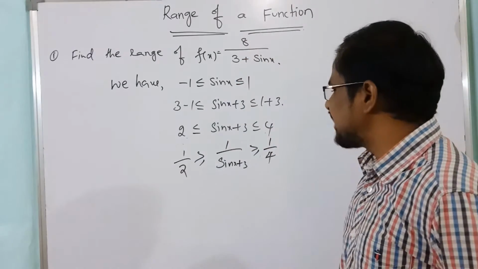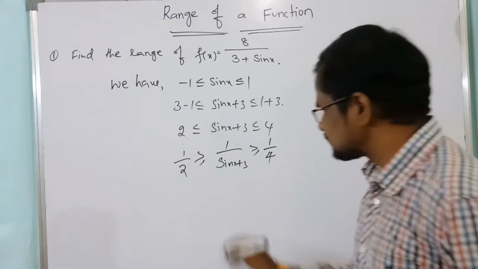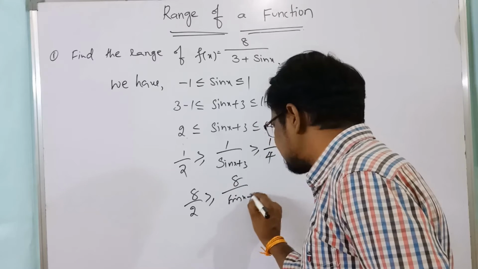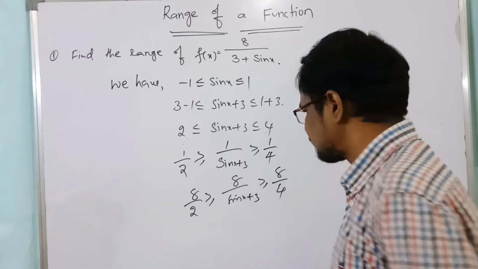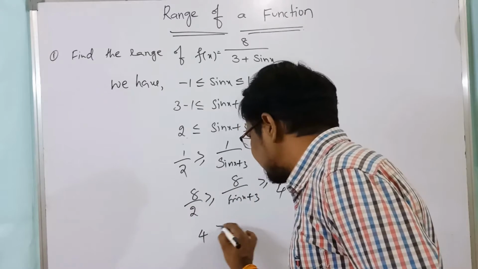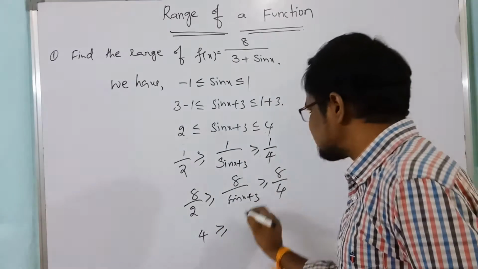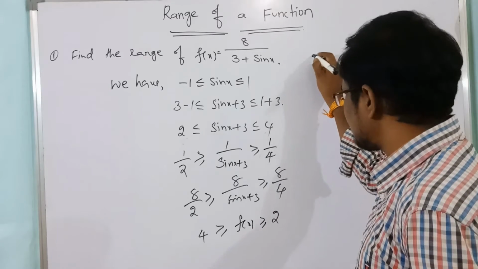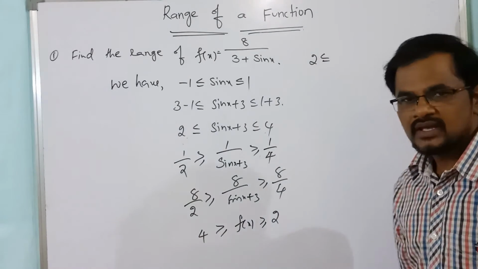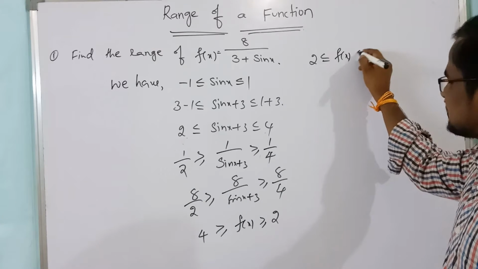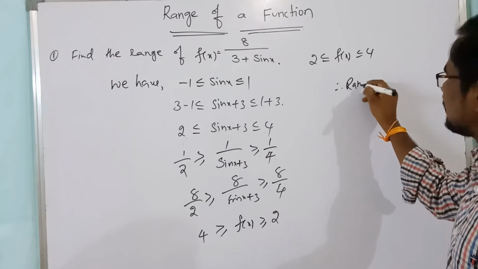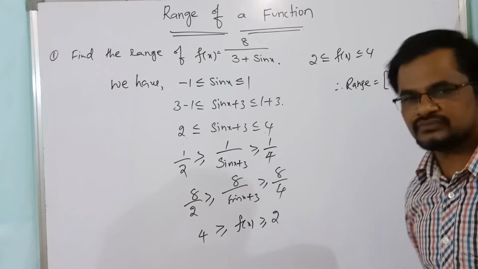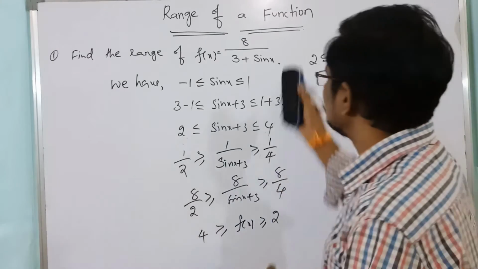But into 8 is there, so multiply with 8. So 8 by 2 greater than or equal to 8 by sin x plus 3 greater than or equal to 8 by 4. Here 4 greater than or equal to f of x greater than or equal to 2. So you can also write 2 less than or equal to f of x less than or equal to 4. So therefore the range of this function is the closed interval 2 to 4.